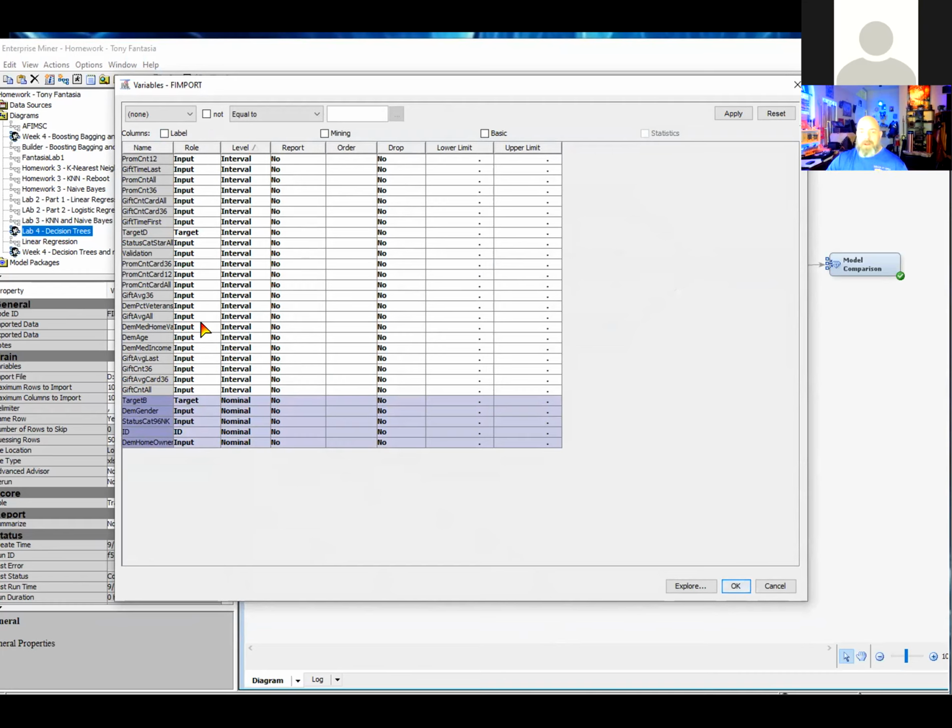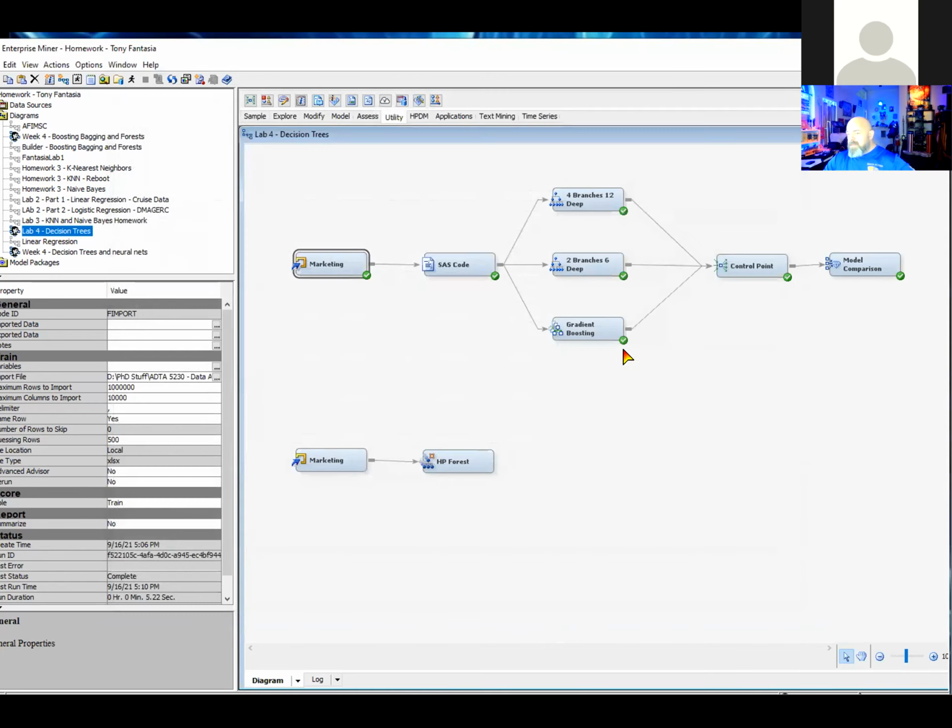Okay. All right. And I still have target B and target D are both targets. Yep, got that too. All right. So then the next step, it says create a new diagram with the decision tree homework, import the clean marketing data, make the changes, and then remember to connect the SAS code node to the file import to ensure the training and validation data sets are treated appropriately.